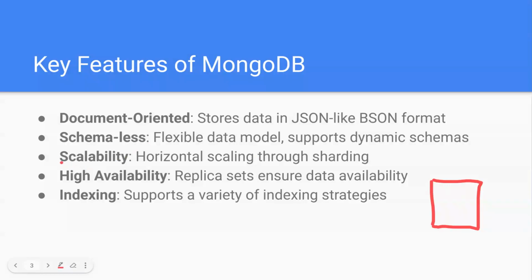We will talk about scalability later. The key feature of MongoDB is that it provides horizontal scalability, which allows it to handle multiple requests per second.